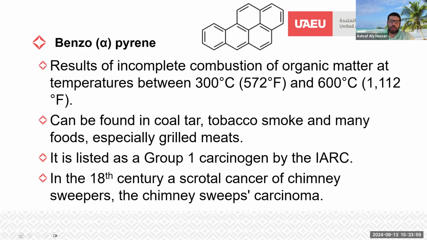Another compound that consists of a lot of benzene rings put together is benzo[a]pyrene. This is 1, 2, 3, 4, 5 benzene rings together. It is a result of incomplete combustion of organic material at temperatures between 300 and 600 Celsius. It can be found also in coal tar, tobacco smoke, and many foods, especially grilled meats. It is listed as a group 1 carcinogen. In the 18th century, scrotal cancer of chimney sweeps, the chimney sweeps' carcinoma, was caused by benzo[a]pyrene.